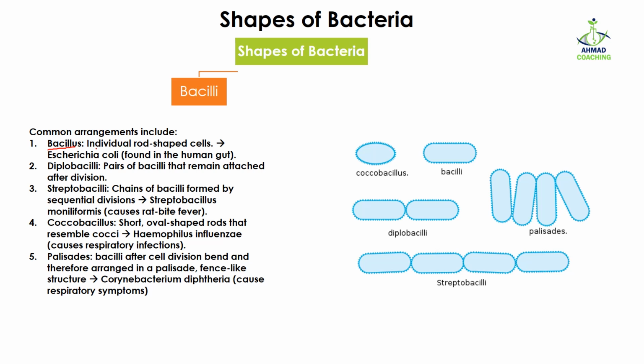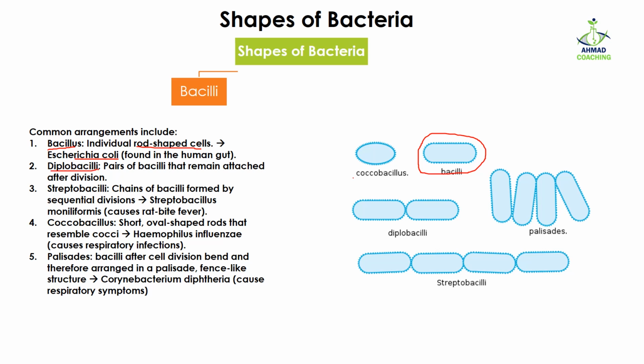There are some common arrangements which are found in bacilli, starting with bacillus. Bacillus is an individual rod-shaped cell. So when a single cell of bacteria is present, it will be known as bacillus. The most common example of bacilli is Escherichia coli, which is found in the human gut.